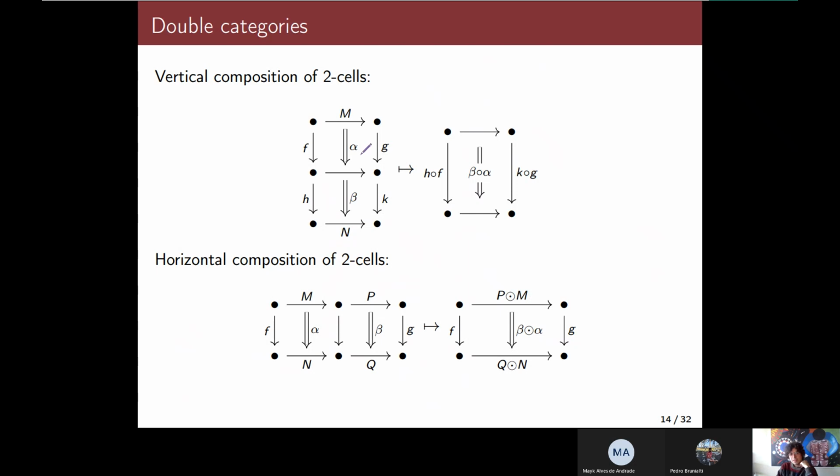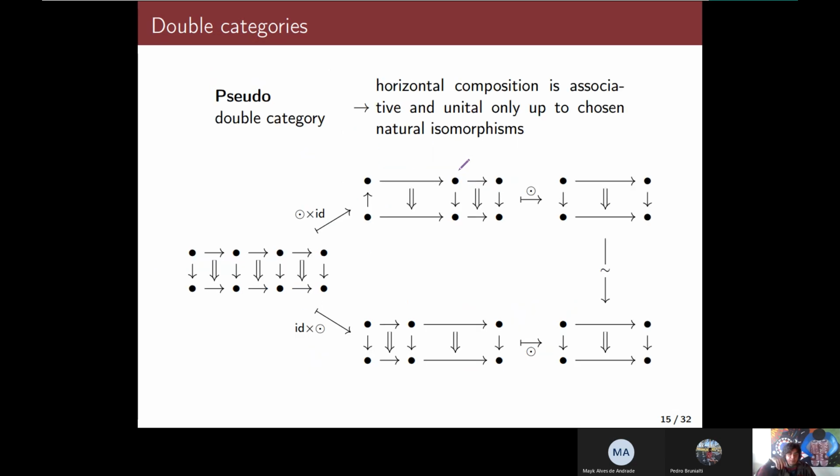And what I mean by this is that we have a vertical composition of two cells, and this vertical composition implies that there is a composition of vertical morphisms. There is also a horizontal composition of two cells, which also implies that there is a horizontal composition of horizontal morphisms like this. And the word pseudo here says that horizontal composition, and only the horizontal composition, is associative only up to natural isomorphisms. So the vertical morphisms are still strict on the nose.